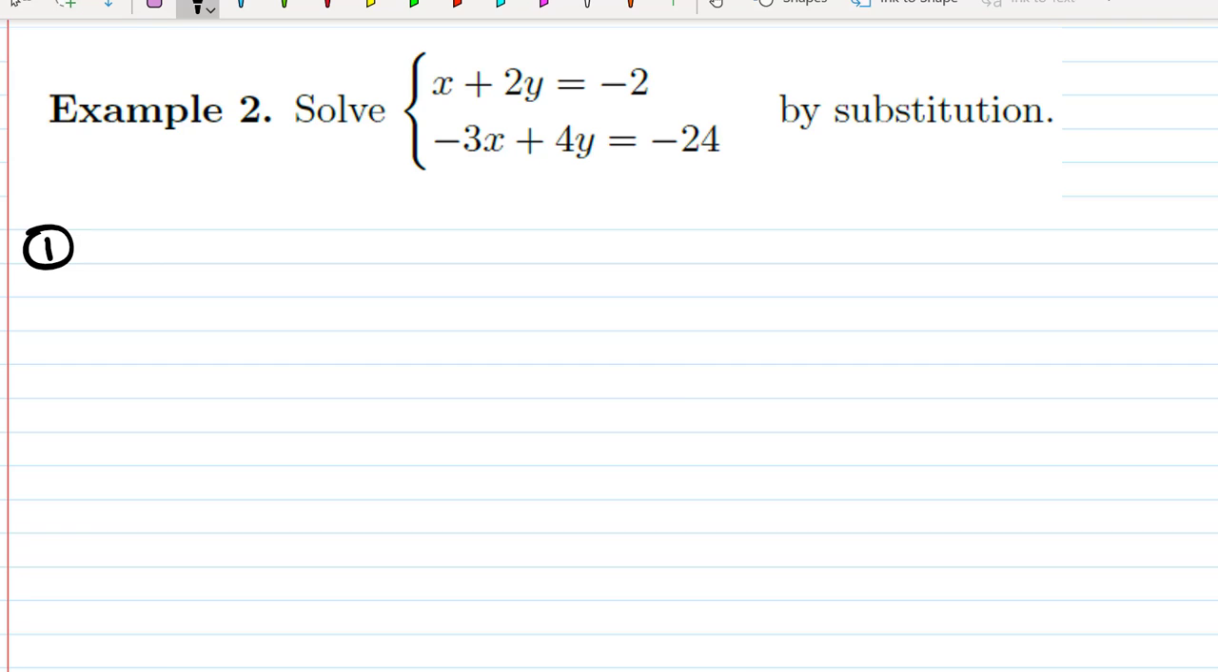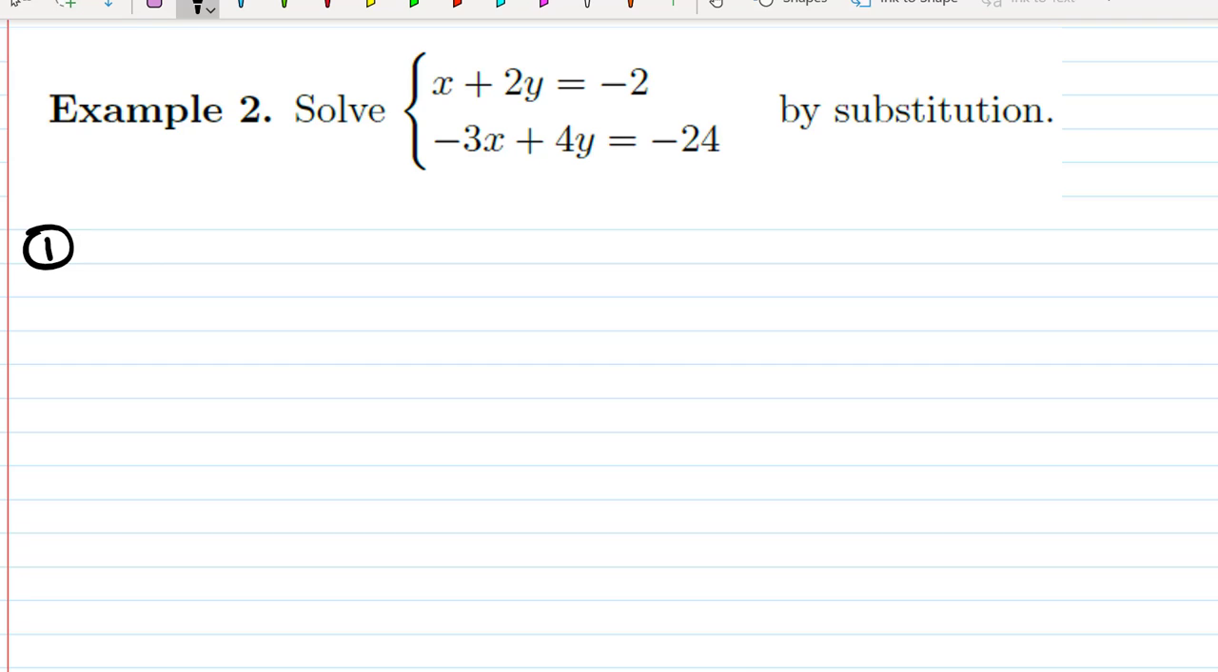The x here has a coefficient of plus or minus 1, and the reason that will make our lives simpler is that when we're solving for that variable, if we only have to divide by plus or minus 1, we'll never introduce fractions, which would make it a little more complicated.